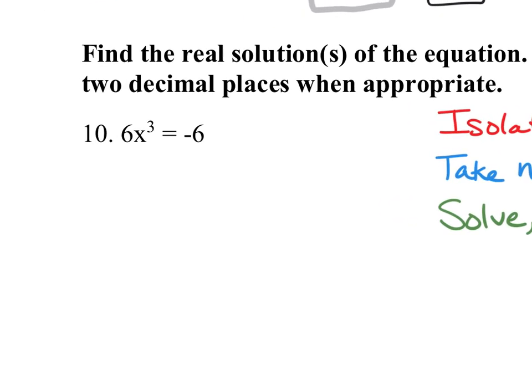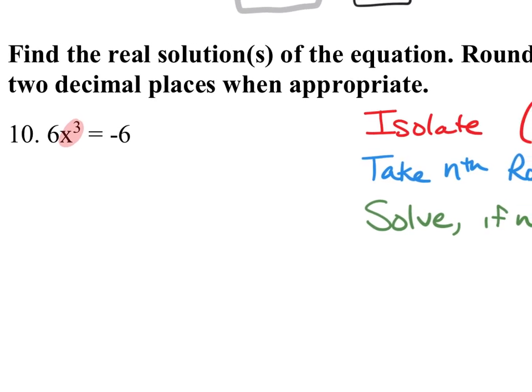So if we were trying to isolate just the x with the cube, what would I need to do to both sides to get that all the way by itself? Say again? Do what to the other side? Because yes, we're going to do something on both sides, but what specifically are we doing? Divide by? We're going to divide by 6 on both sides. Okay, that means these 6's go away. I'm left with x cubed equal to -6 divided by 6 is -1.